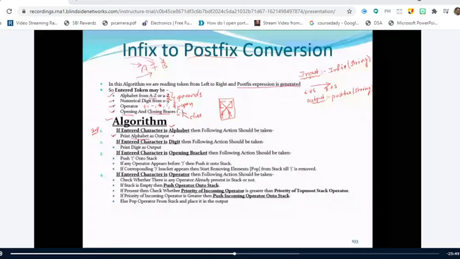But for this point of time, please remember that when you come across an alphabet, you have to just print that alphabet onto the output. That's it. Remember that point, right?